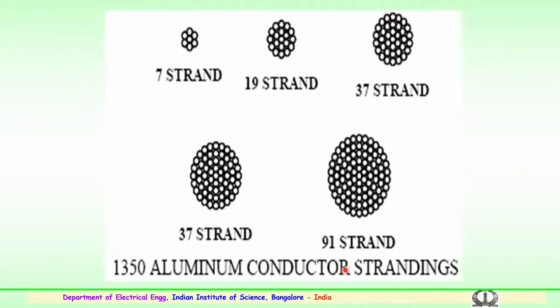Typically aluminum conductor strandings are of this nature. You have a 7 strand, 19, 37 strand, and 91 strands. So, 1350 aluminum conductor strands are typically in this type.